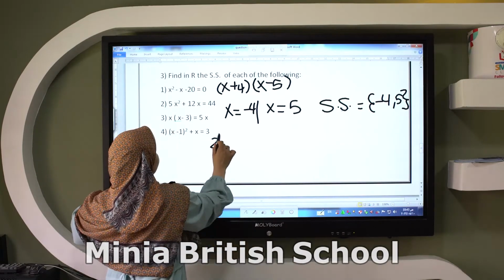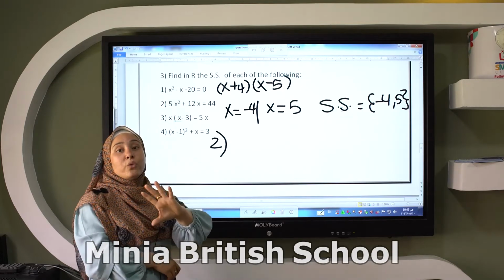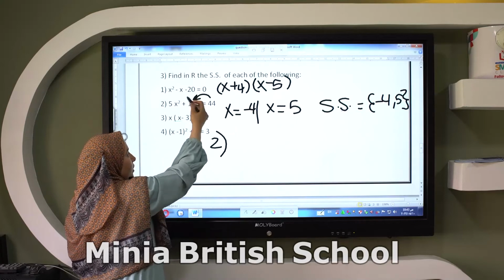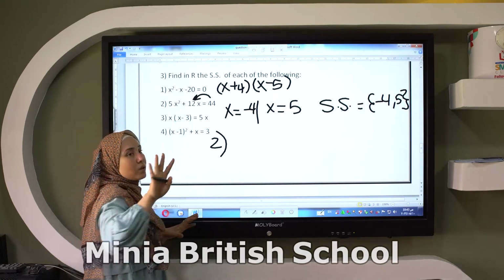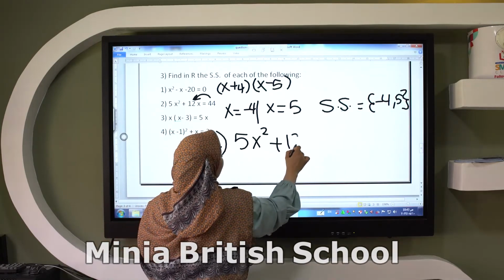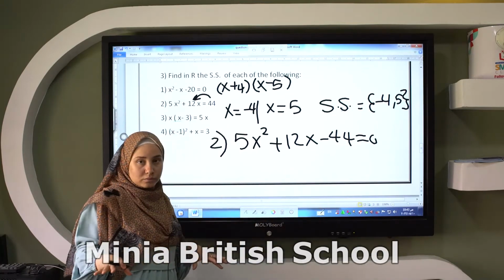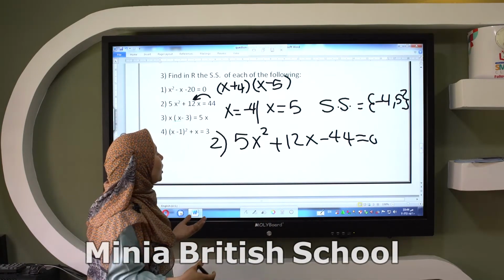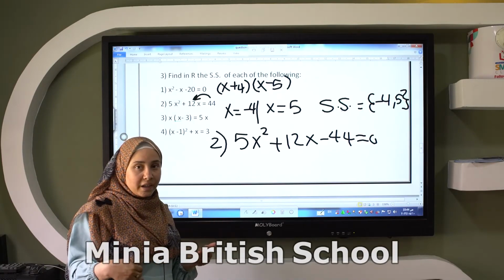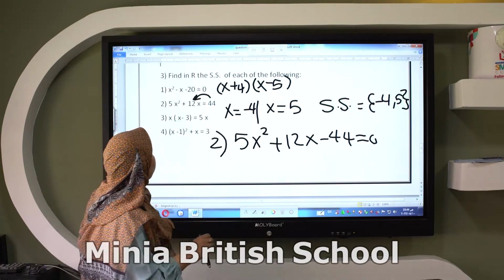Number 2, 5x power 2 plus 12x equals 44. You can move 44 to the other side with the opposite sign. We get 5x power 2 plus 12x minus 44 equals 0. Okay, now you can factorize it to find the solution with the same idea as in number 1.